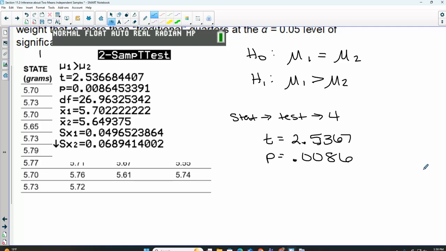And our P is 0.0086. Right, did everybody get that?